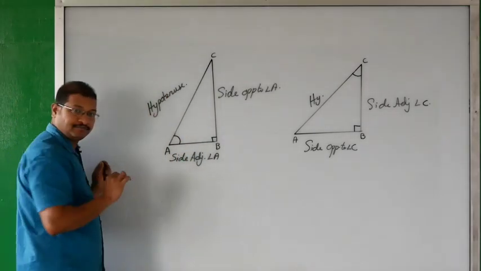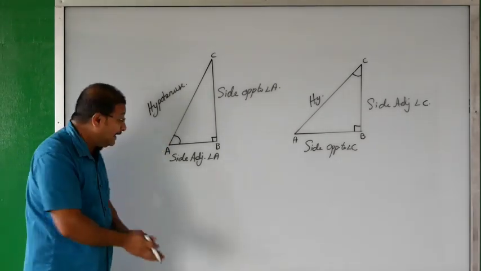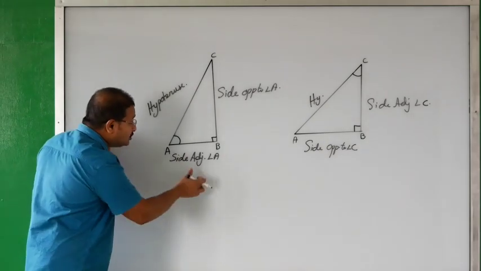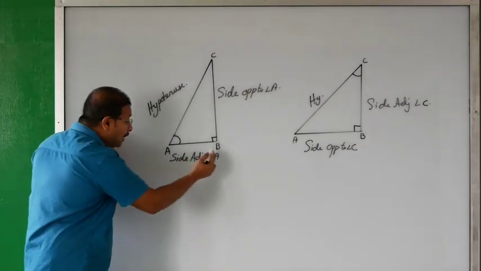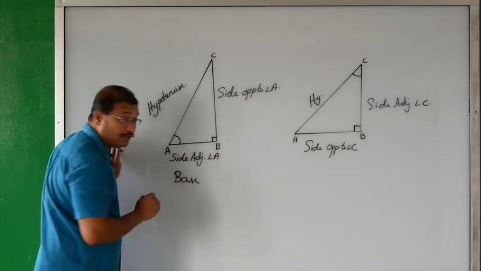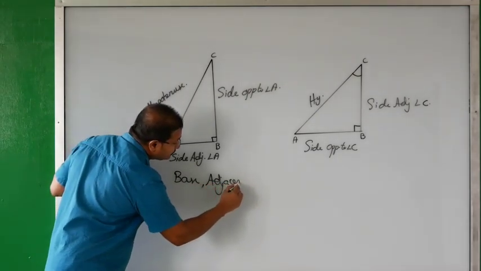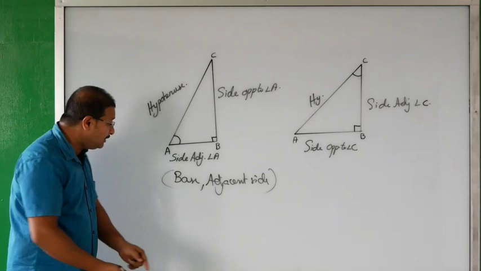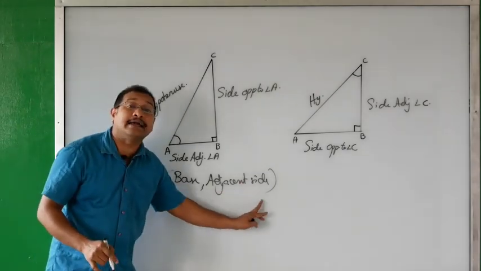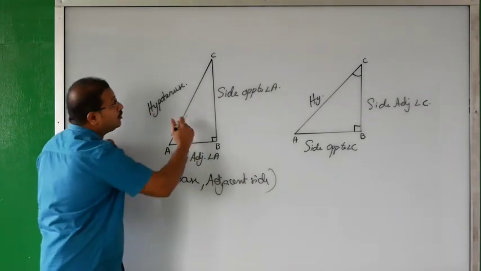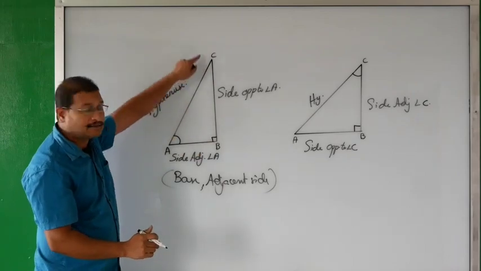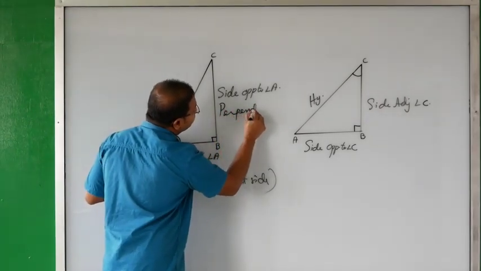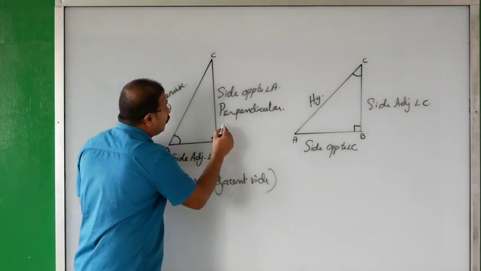See, I'm considering the angle A. If I take angle A, it's nearby, side adjacent to angle A. Got it? AB. So, if you take angle A, side adjacent to angle A, what is that name? That's AB. And if you want, you can call it as base, other ways, adjacent side. Now, it's opposite. Side opposite to angle A. What is that? BC. The side BC. And of course, BC, if you want, you can call it as perpendicular, other ways, opposite side.